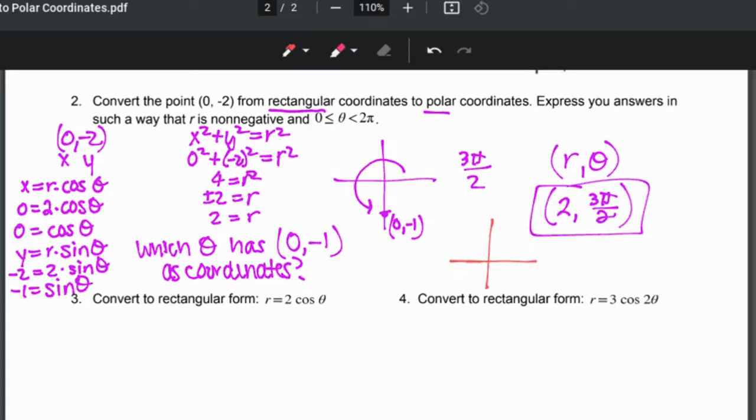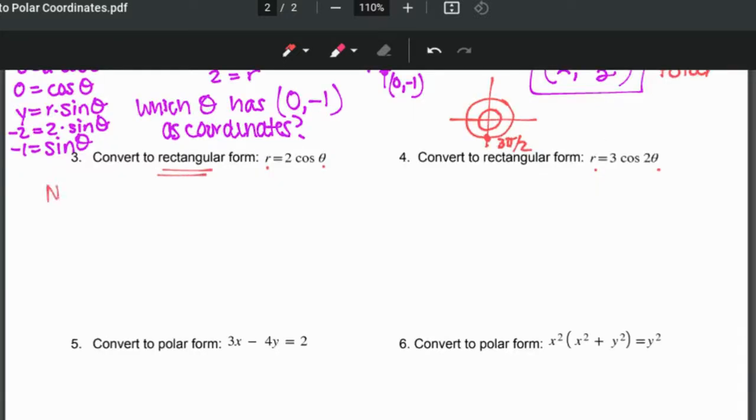If I were to verify that on a polar coordinate plane, 3 pi over 2 is down on the bottom, and I'm 2 units away from the pole. And then rectangularly, I go 0 right and left, and I go down 2 units. This is the rectangular coordinates, and then this is the polar coordinates. In order to be in rectangular, we need to have only x and y as our variables.